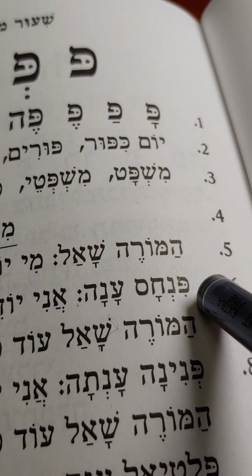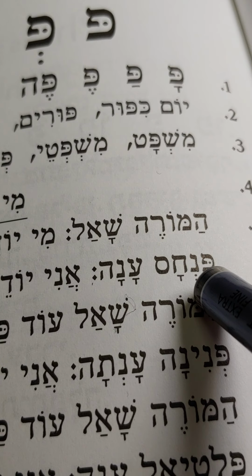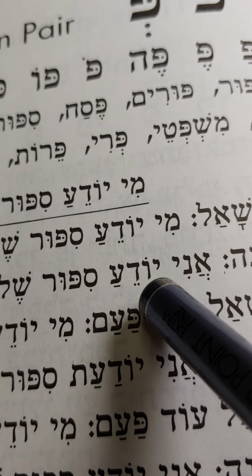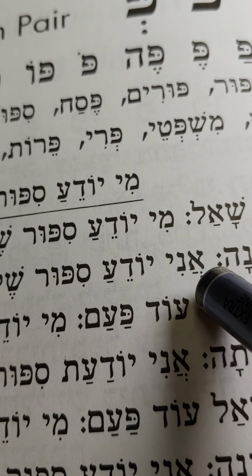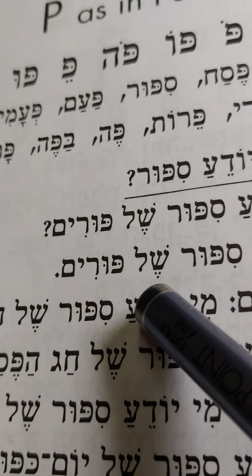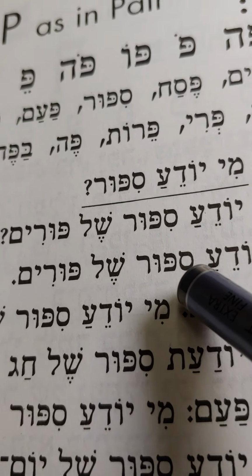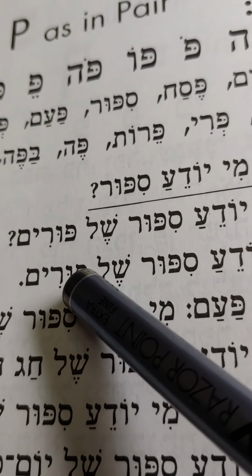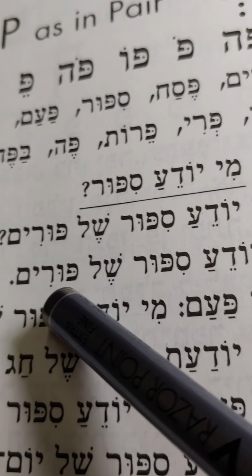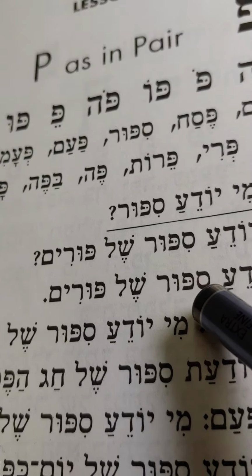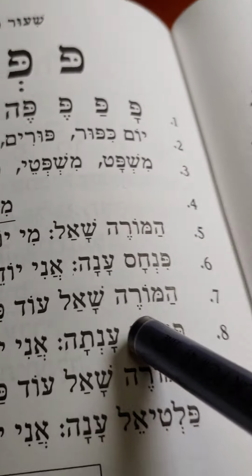Shura Shesh, 6. Pinchas, Phineas. Pinchas ana. Pinchas answered. Ani yodea. Ani is I. Ani yodea, I know. Sipur shel Purim, a story of Purim. Ani yodea sipur shel Purim. I know a story of Purim.